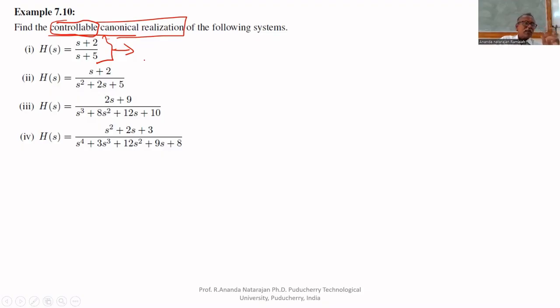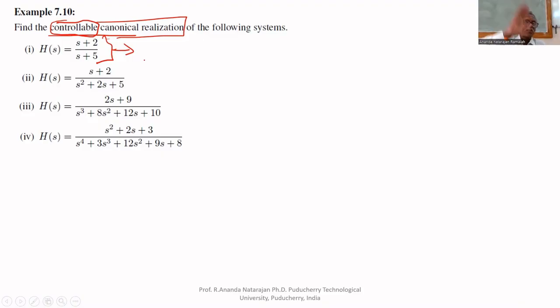If both variables are controllable, then the system is controllable. Suppose X1 is controllable, X2 is not controllable, it means the system is not completely controllable. You can control X1, but you cannot control X2. If both are controllable, then only it is called a controllable system.